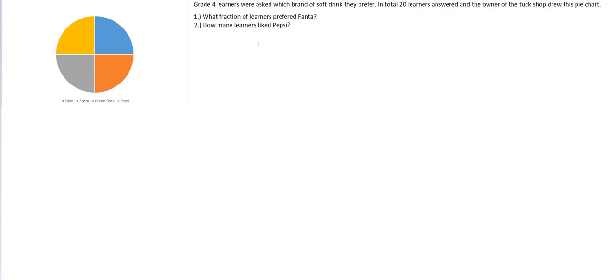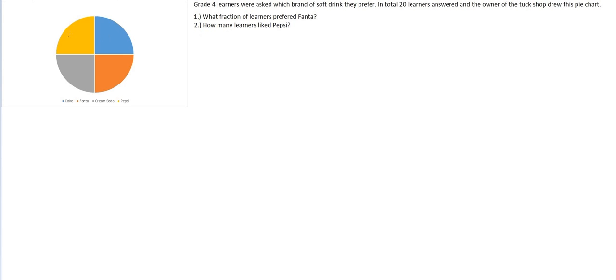Okay, we've got a pie chart and we need to answer some questions. Let's have a look. There's the pie chart. And I think on the top here they're going to give us some information. Let's read. Grade 4 learners were asked which brand of soft drink they prefer. In total, 20 learners answered, and the owner of the tuck shop drew this pie chart.